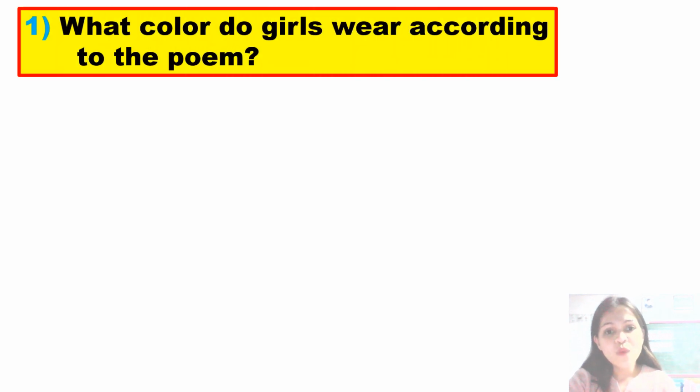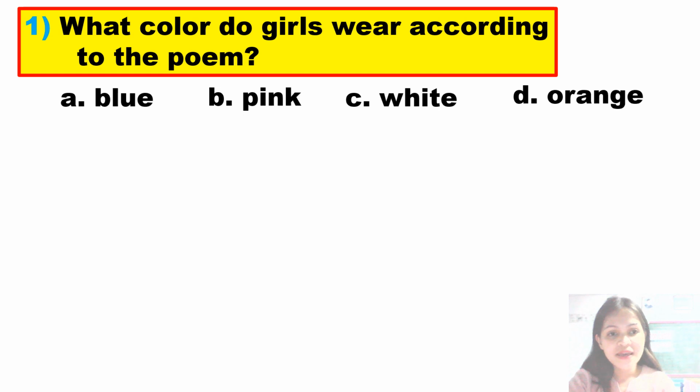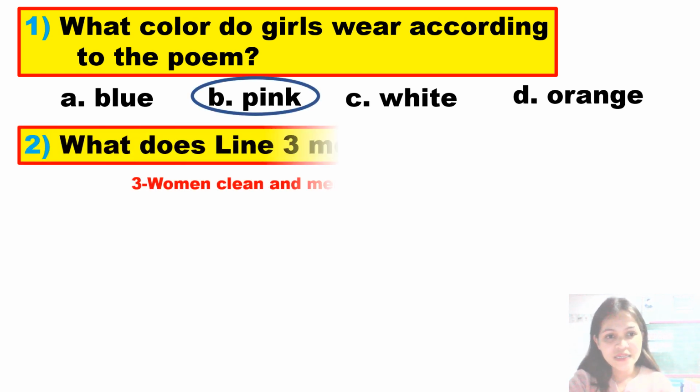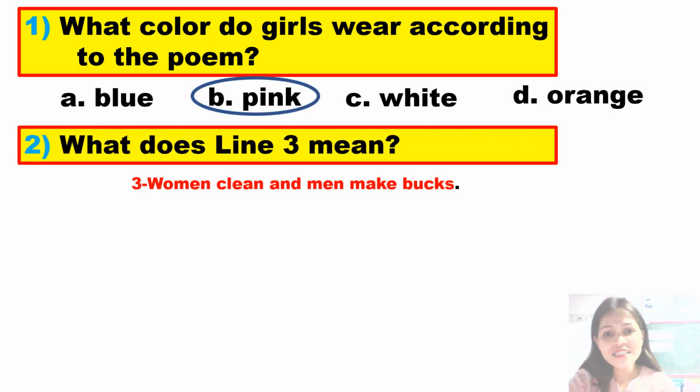Based from the poem Gender Stereotypes, what color do girls wear according to the poem? A. Blue. B. Pink. C. White. Letter D. Orange. And the correct answer is letter B. Pink. Number 2. What does line 3 mean? So line 3 is women clean and men make box. So what do you mean by that line?